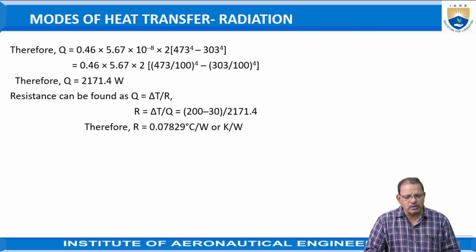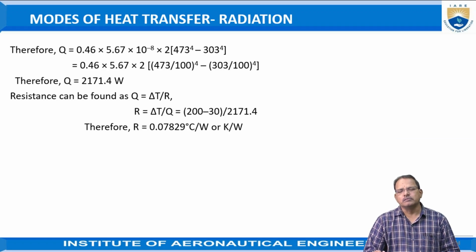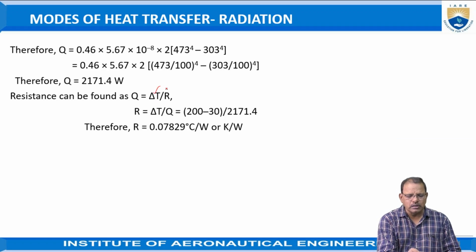Substituting the values in that equation, the amount of heat energy flowing is given by Q = 0.46 × 5.67 × 10^-8 × 2 × (473^4 − 393^4). On simplification we got Q = 2171.4 watts. The resistance can be found using the relationship Q = ΔT / R.